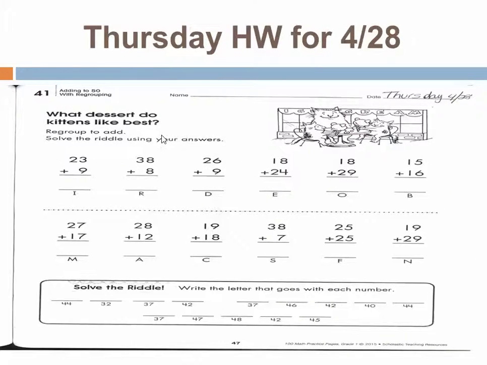Then for Thursday's homework, you are going to regroup these numbers to add in order to solve the riddle using the answers in here. So let's do one for you. So 9 and 3 more will be 9, 10, 11, 12. So please write 12 on the top of the 3.